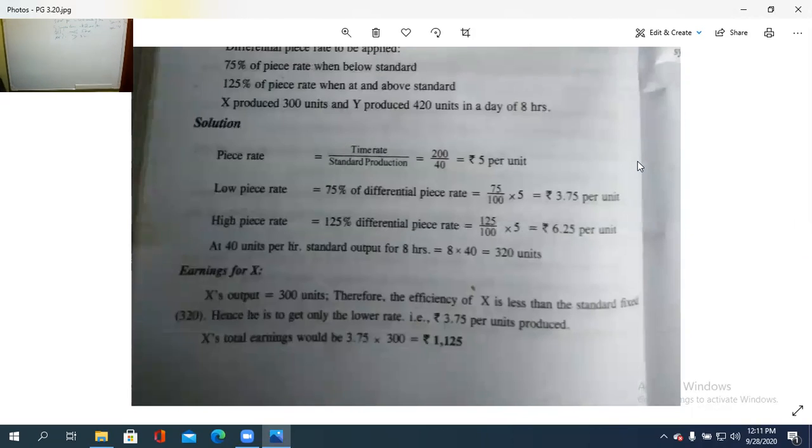So piece rate is equal to time rate divided by standard production. The simple time rate is 200. Standard production is 40 units. So 5 fours are 20, so 5 per unit. The piece rate to be given is 5 per unit. The piece rate is the time rate divided by the standard production, so we get the piece rate per unit.